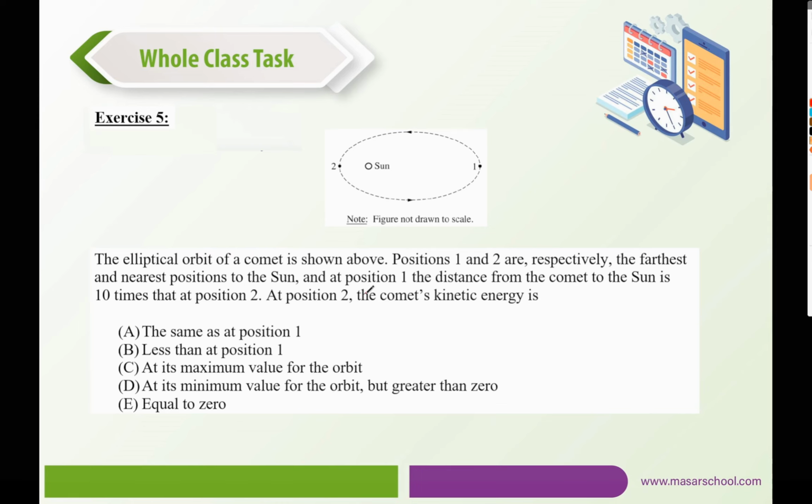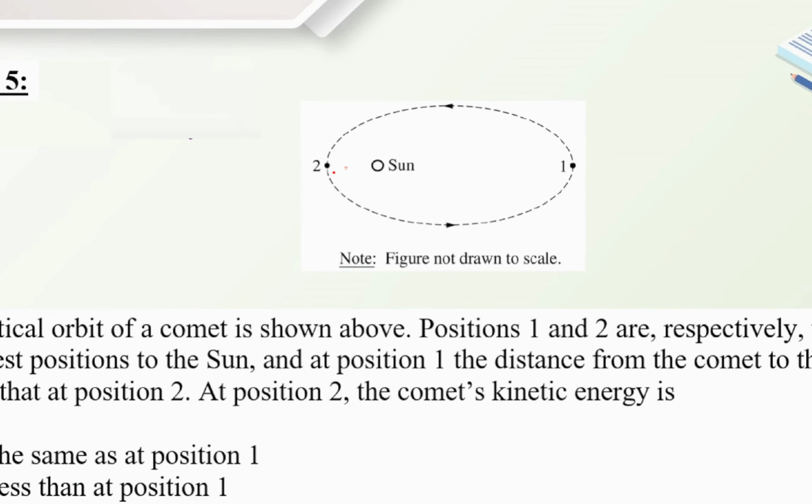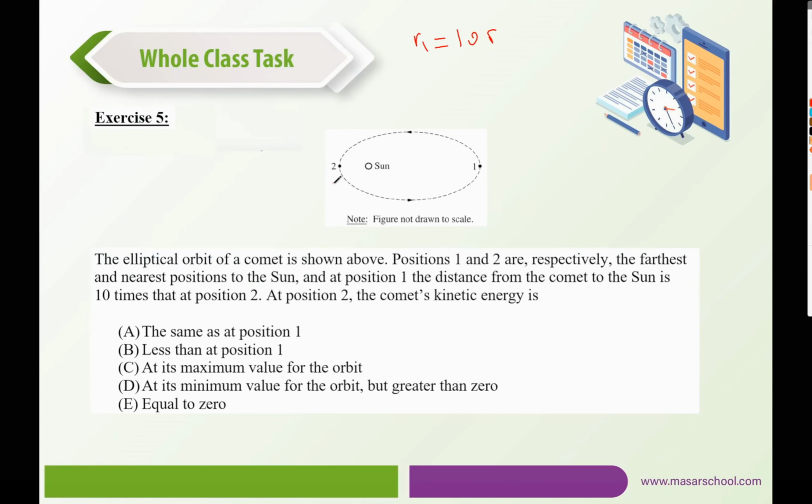Now the elliptical orbit of a comet is shown above. Positions 1 and 2 are respectively the farthest and nearest positions to the sun, and at position 1 the distance from the comet to the sun is 10 times that at position 2, which means r1 would be 10 r2. At position 2, what is the comet's kinetic energy? At point 2 the speed would be greater, which means the kinetic energy would be greater, and we can directly say it is at its maximum value for the orbit because it's closest to the sun.